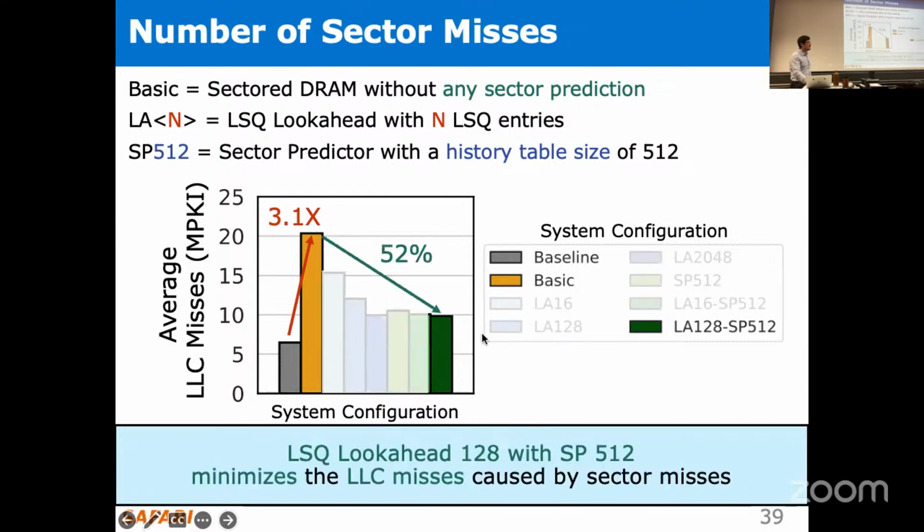We see that LSQ look ahead that looks ahead 128 entries combined with sector predictor can reduce this additional last level cache misses by a large margin. And there's room, I think there's still room for improvement, but this is what we have in the paper.